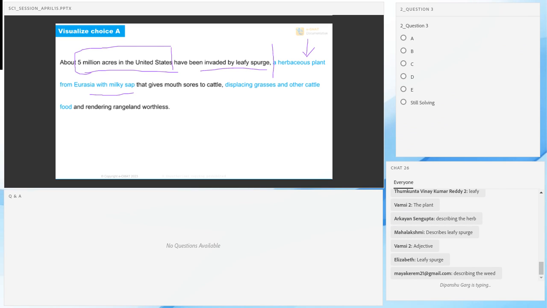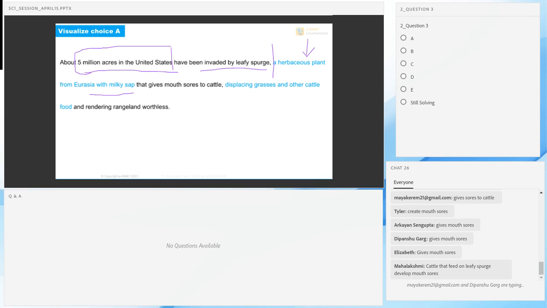Now close your eyes and think about it. What does this weed do to the cattle? First of all, this weed is this herbaceous plant, and it has this milky sap, and the milky sap is the thing that gives mouth sores to cattle. Or you can say that this weed gives mouth sores to cattle. Now, what are mouth sores? Those are little sores in the mouth. So again, it troubles cattle, because mouth sores are not pleasant to have. Okay, so far so good.